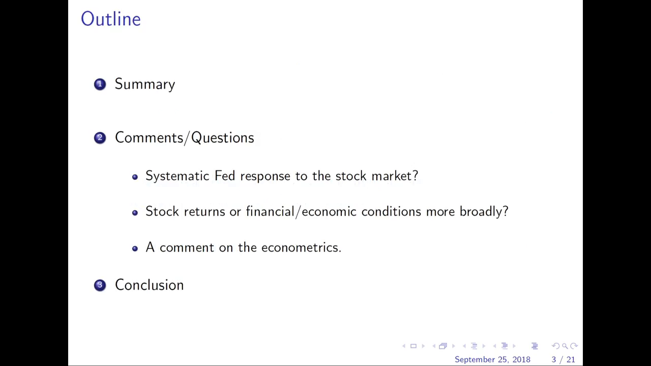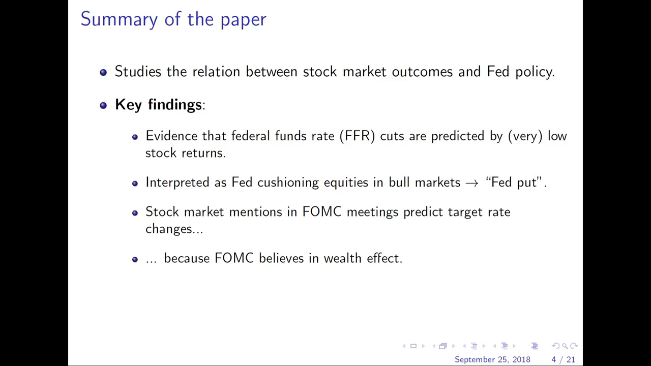The outline of my discussion will be, I will first very briefly summarize the paper, and then I have essentially three comments or questions. The first question is, I want to challenge the authors a little bit about the systematicness of the Fed's response to the stock market. Then I want to ask whether it is really about stock returns in particular, or financial or economic conditions more broadly that the Fed cares about, the stock market being one indicator of those, of course. And then I have a comment on the econometrics. So let me jump right in.